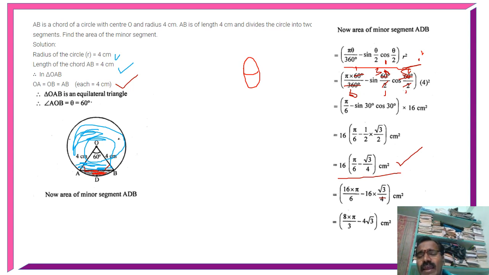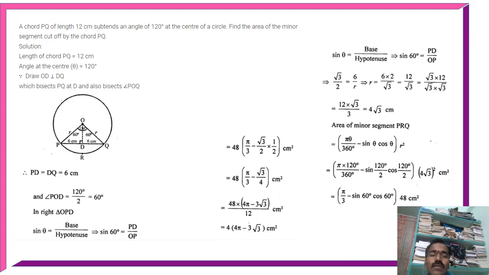After doing cancellation, 4 1s are 4, 4 4s are 16. Again here, 2 3s are 6, 2 8s are 16. So after simplification we have 8 pi by 3 minus 4 root 3 centimeter square as the area of the minor segment. If they ask for the major segment, simply, children, first find the area of the minor segment, then subtract it from the area of the circle. This is the way. And next, go with the next model, students.